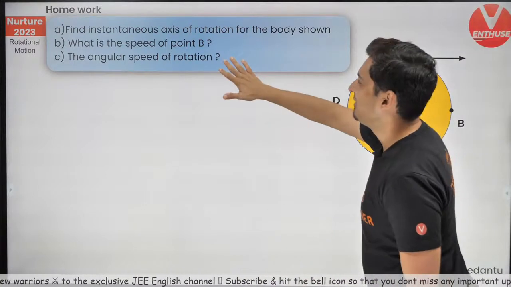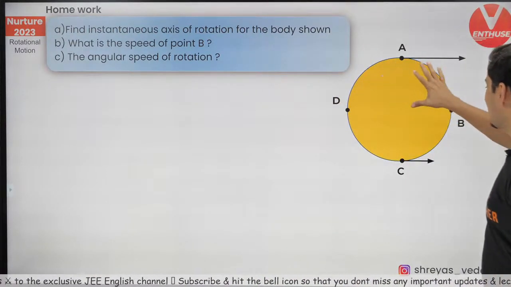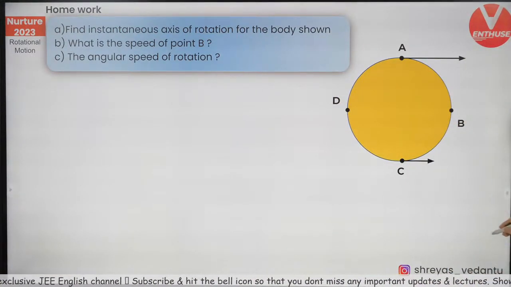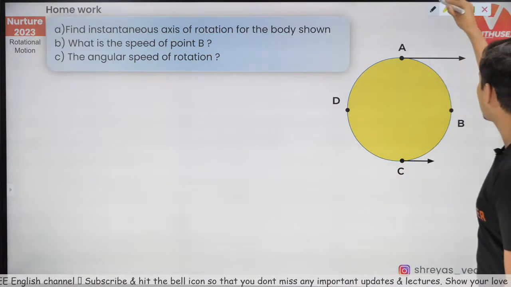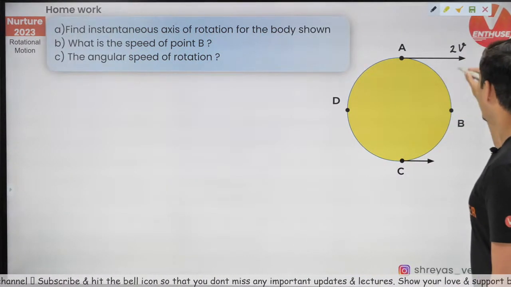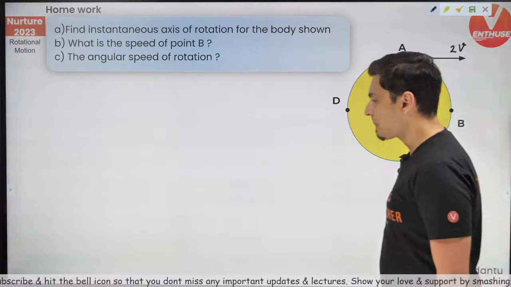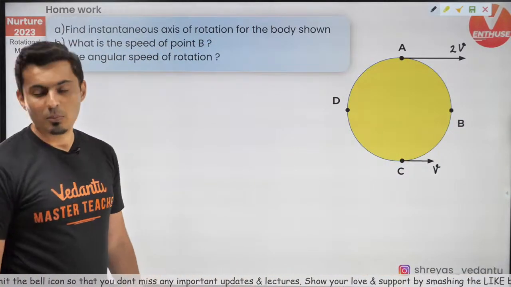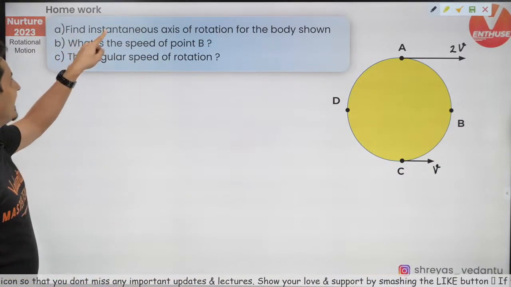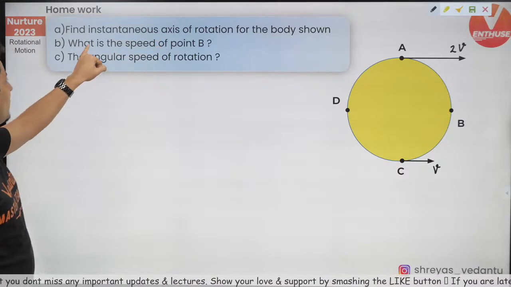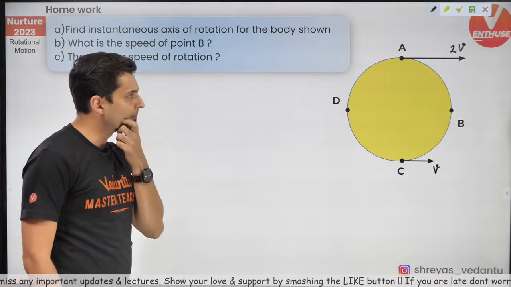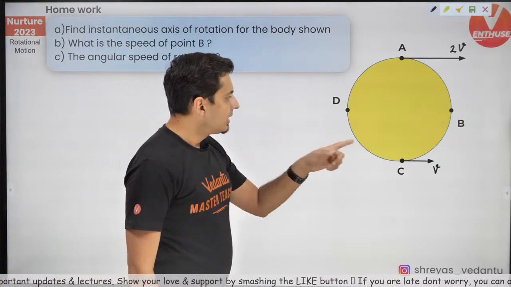Okay, so find the instantaneous axis of rotation for this body shown. I think two things are missing. Those are the velocities. Let me just mark it. This was supposed to be 2v and this was supposed to be v. For this particular body, find the axis, find the angular speed, and also find the speed at point B. Okay, let's do this.